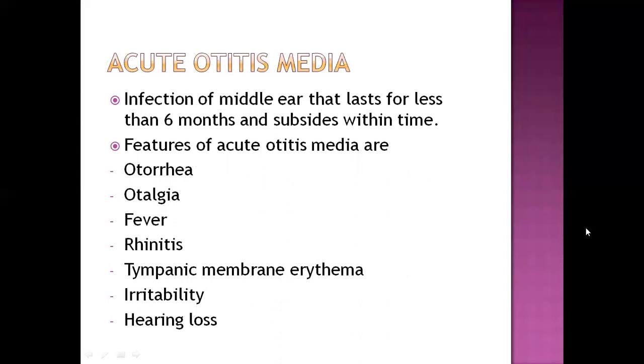We divide otitis media into acute and chronic. In acute otitis media, there is infection of the middle ear that lasts for less than 6 months and subsides within time. Features of acute otitis media can be otorrhea, that is discharge from the ear, otalgia, pain in the ear, fever, rhinitis, tympanic membrane erythema, abnormal redness, irritability, and hearing loss. This hearing loss is not sudden, it is gradual. As the pus, discharge, or fluid gets deposited in the middle ear, there is gradual hearing loss.